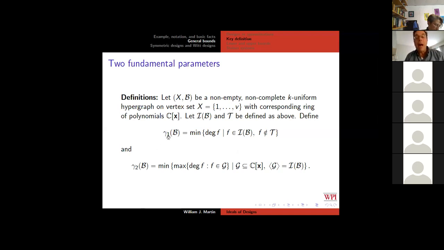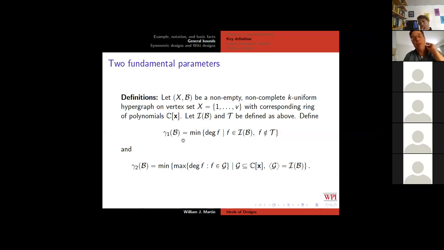So I define gamma 1 of this design to be the smallest degree of a non-trivial polynomial in the ideal. So it's the smallest degree of f over all f in the ideal that aren't in the trivial ideal. And gamma 2 is the smallest s such that the ideal is generated by some collection of polynomials all of degree at most s. Okay, so these are the two parameters I want to understand.